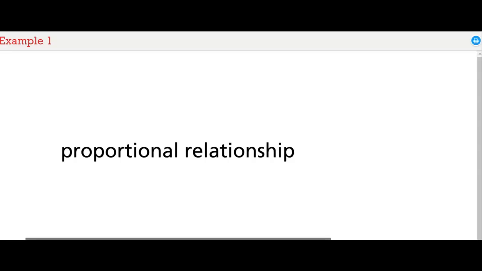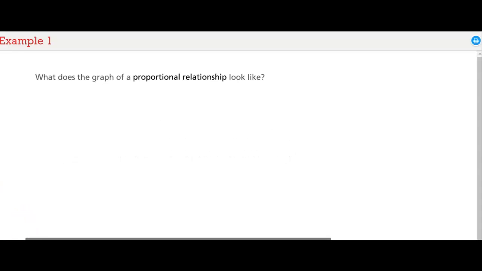You've been learning about proportional relationships. Another way to represent a proportional relationship is with a graph. So, what does the graph of a proportional relationship look like?